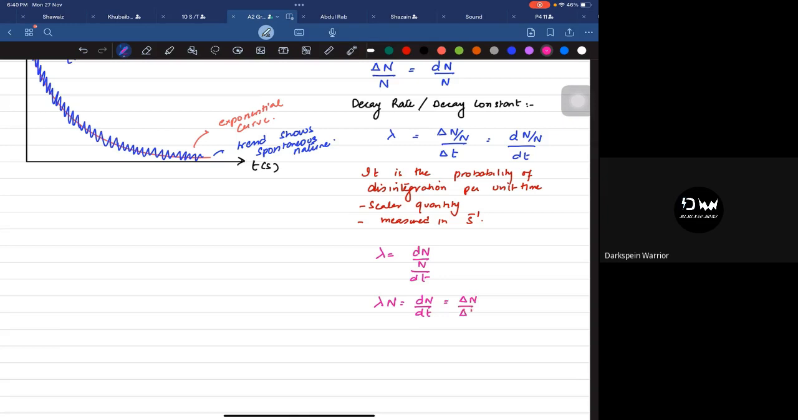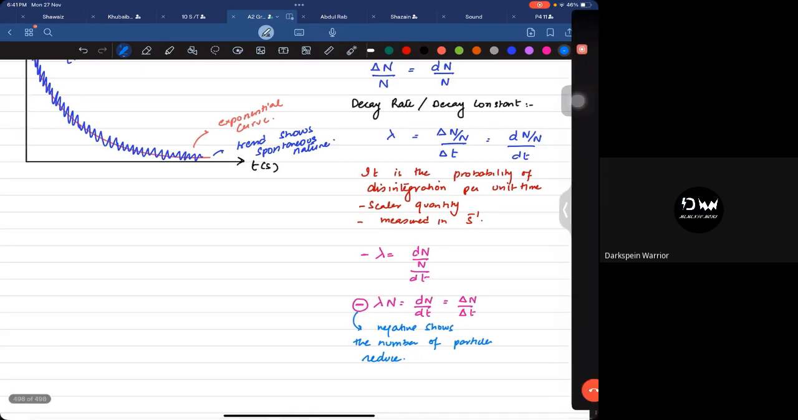Basically, it is the same thing as like this. So d means change, and we're going to put a negative sign here. And why do we want a negative sign here? Because negative shows the number of particles reduce. It's basically the curve goes down. So that's why there's a negative sign. So you can write it down, please. This formula is very important for this.